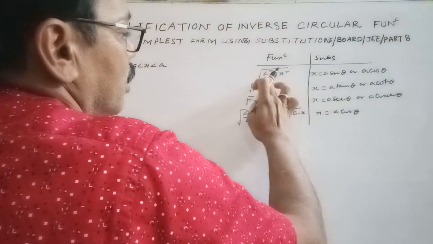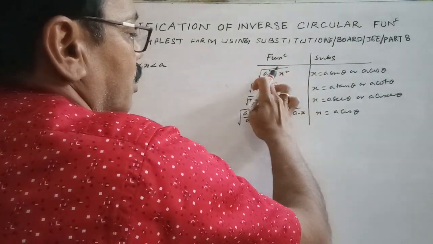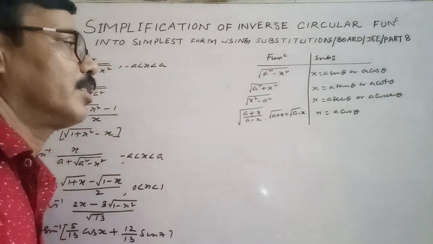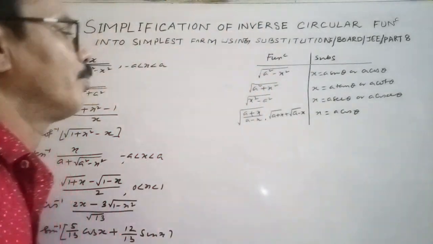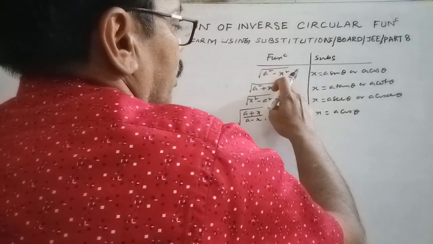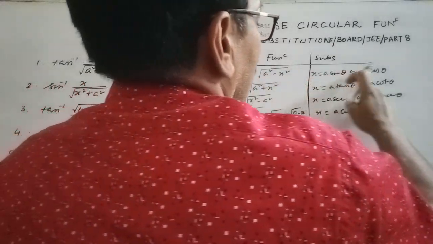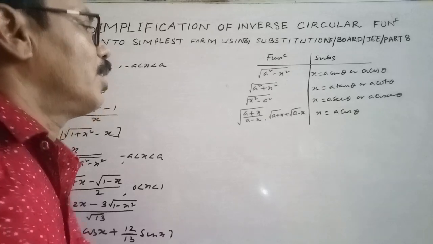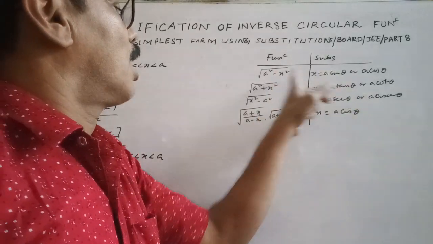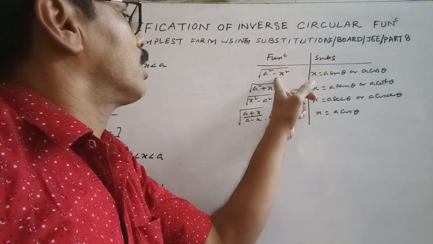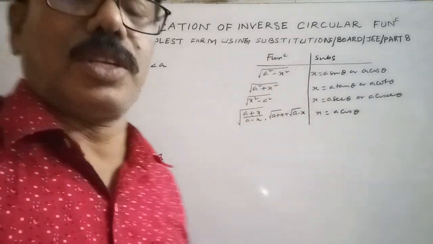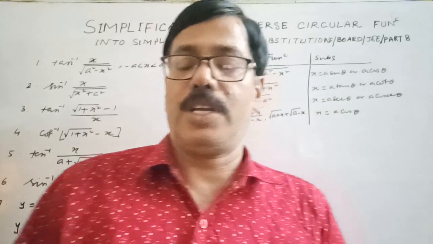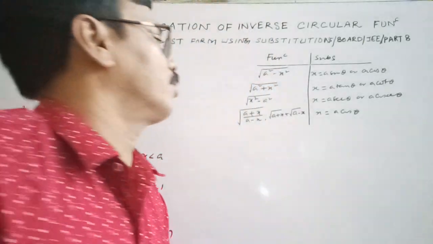Look, if the function is root over a square minus x square, I have already discussed it in finding limit by substitution. Root over a square minus x square, x equals a sin theta or a cos theta. So if we put a sin theta, a square common, 1 minus sin square, so a square cos square theta, that is a cos theta. Our main aim is to remove root over sign.